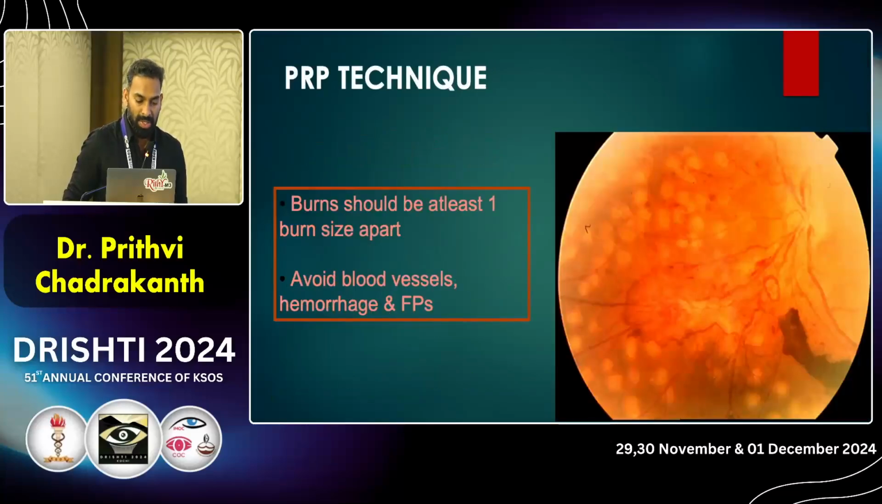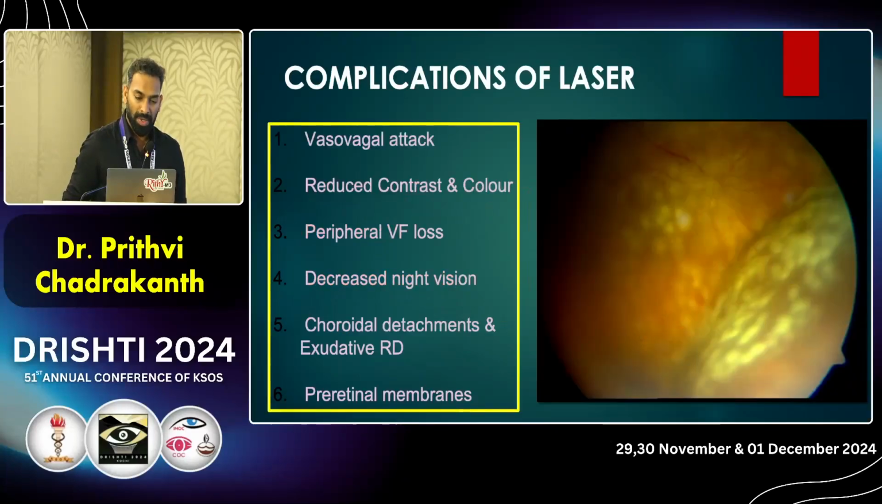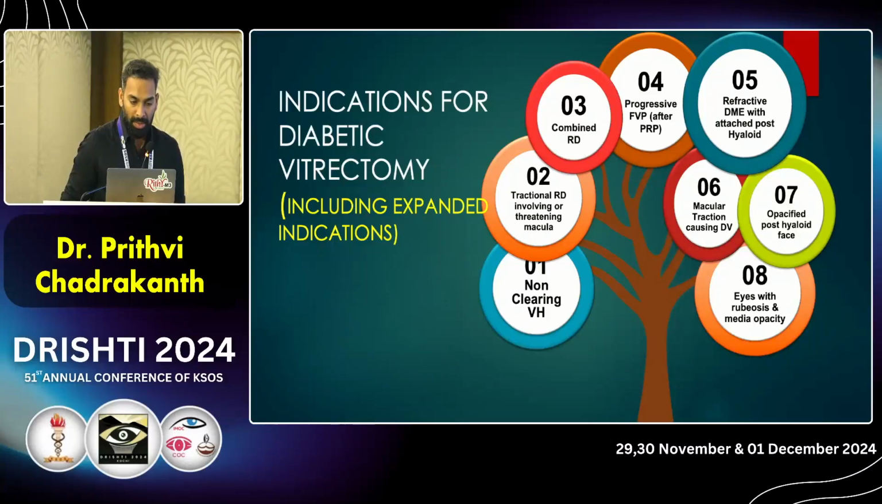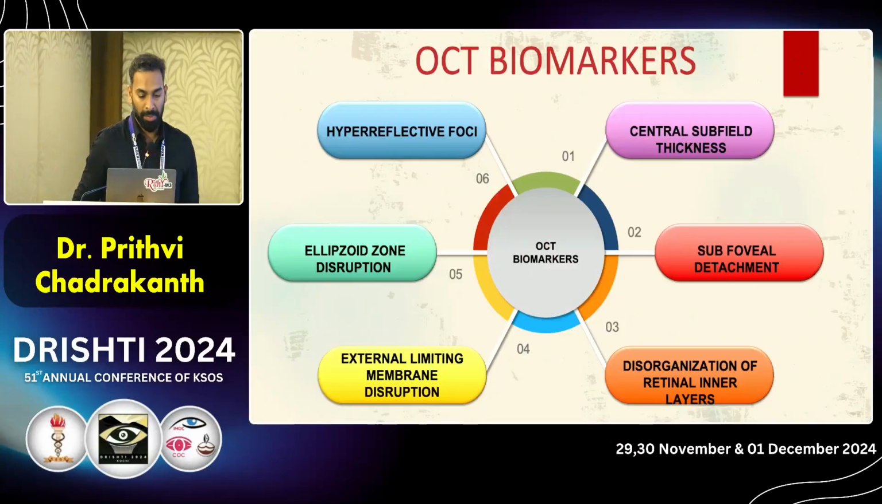Avoid blood vessels and hemorrhages, and also the tractional components, the fibrous proliferations. Complications of lasers are vasovagal attack, reduced contrast and color, peripheral vision loss, decreased night vision, CDs, exudative RDs, and pre-retinal hemorrhage membranes. So indications for diabetic vitrectomy: any non-clearing VH, any tractional RD involving the macula, combined RDs, progressive fibrovascular membranes, refractory DME with attached posterior hyaloid, macular traction, opacified posterior hyaloid, and eyes with rubeosis and media opacities. All these cases can be taken up for vitrectomy.